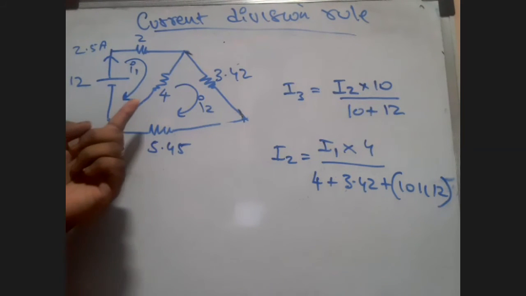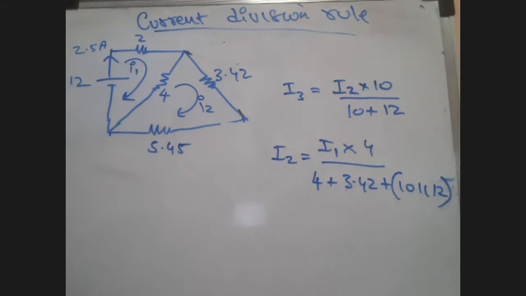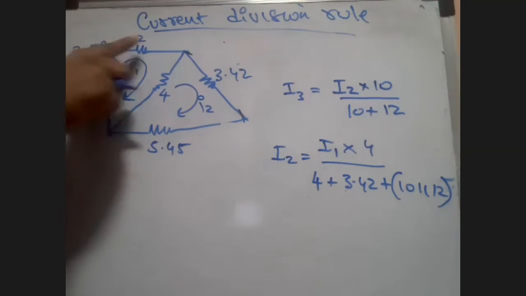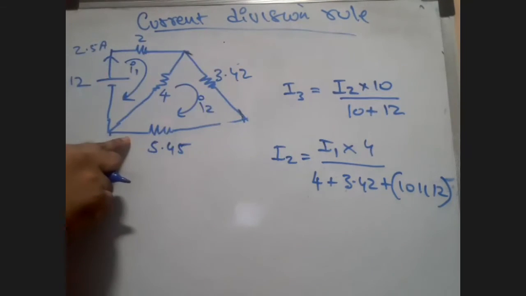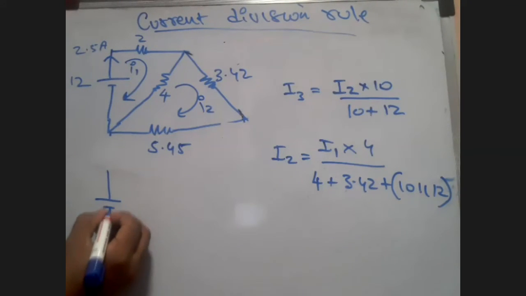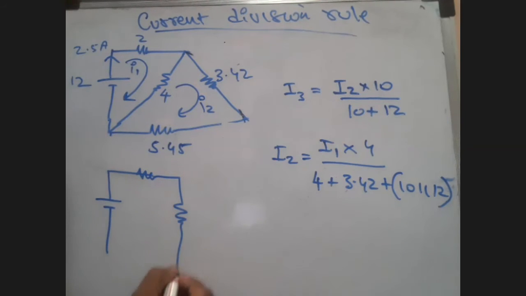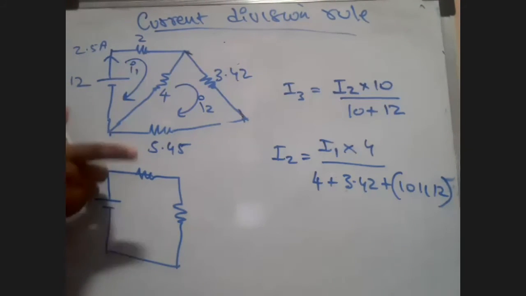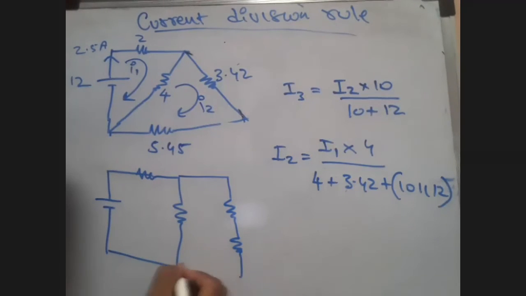The current passing through 4 is what? It is going to be some current. Incoming current from the battery is I1. It is getting into this branch. So you can imagine it to be something like this. I just took this point and I spread it out. Will I not get something like this? Yes or no?